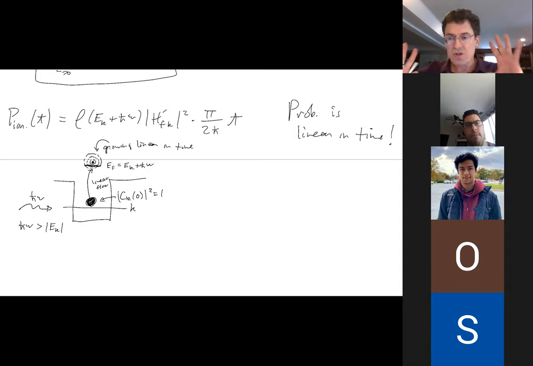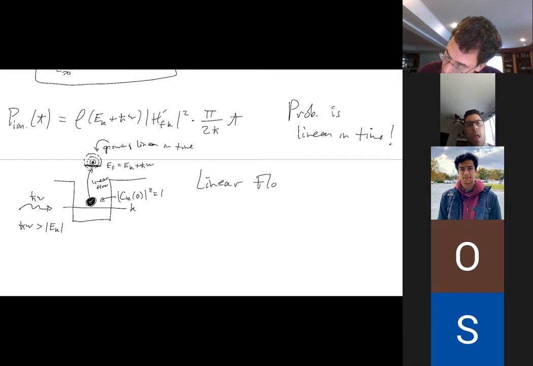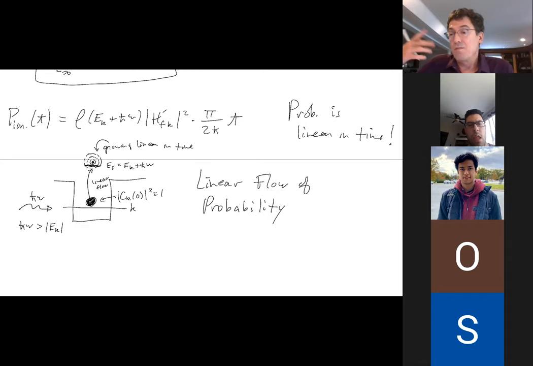So the amplitude to be in that state is flowing, or actually I should say it's the probability that's flowing. The probability is flowing linearly. So we have a linear flow of probability. Before you took quantum mechanics, that might seem really strange, to be talking about flow of probability. But in quantum mechanics, it's quite normal. It's natural because remember, it's the amplitude that's flowing. The Schrodinger equation is basically just an equation that tells us how amplitude flows between levels in a system. And so if amplitude is flowing, the probability is flowing. And so the probability flows linearly.